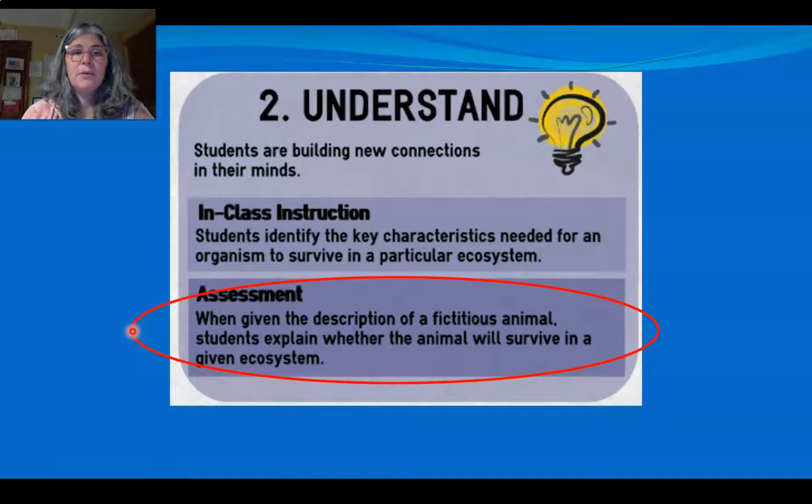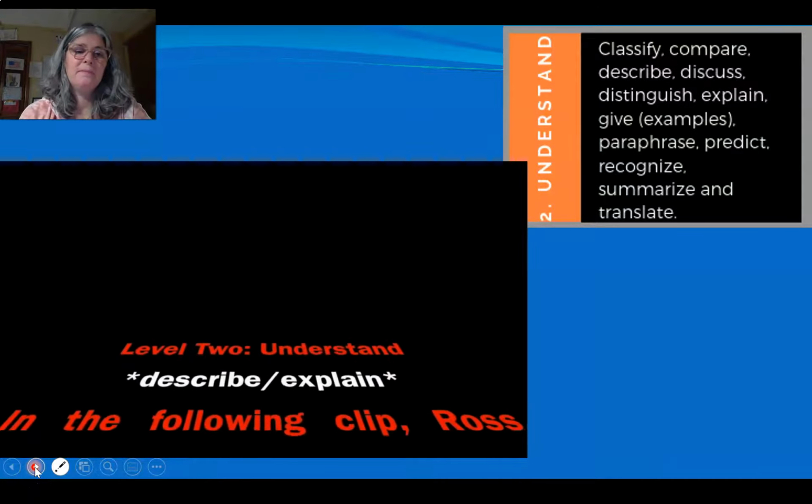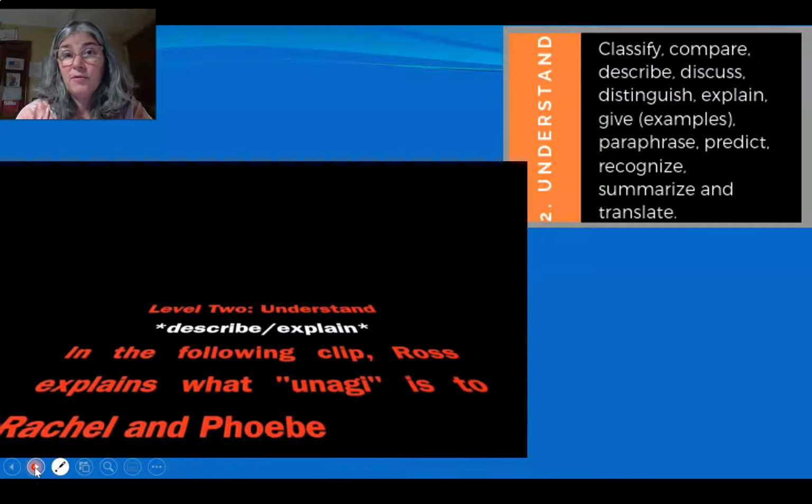So here's our example. For instance, in a biology class, you are given the description of a fictitious animal and you need to explain whether the animal could survive in a given ecosystem. That would show that you could understand, based upon the traits and characteristics of the animal and the characteristics of the ecosystem, what kind of a match they would have. Okay? More than just repetition. And the clip is from Friends here.